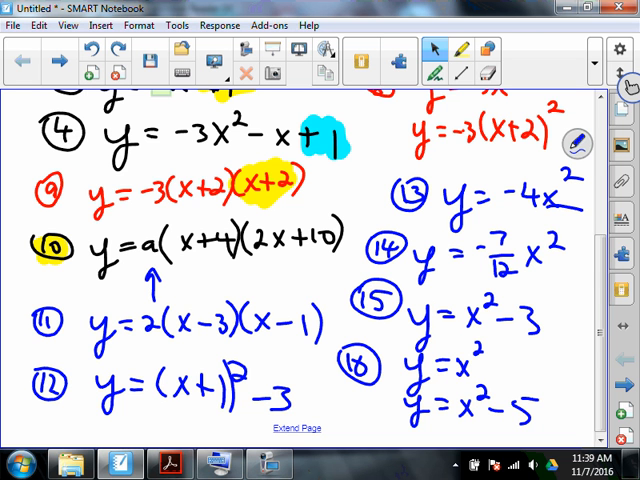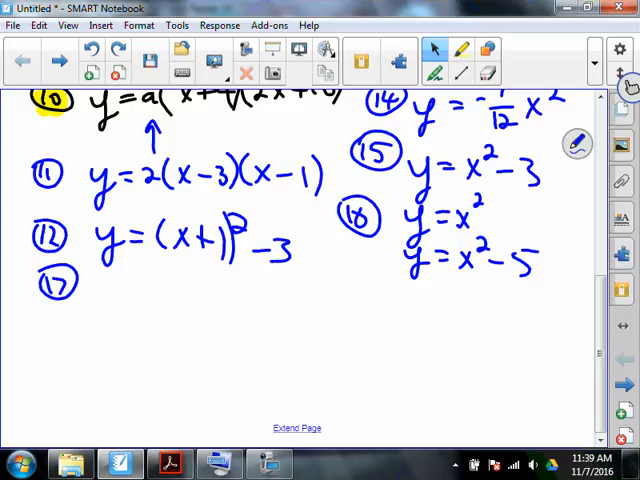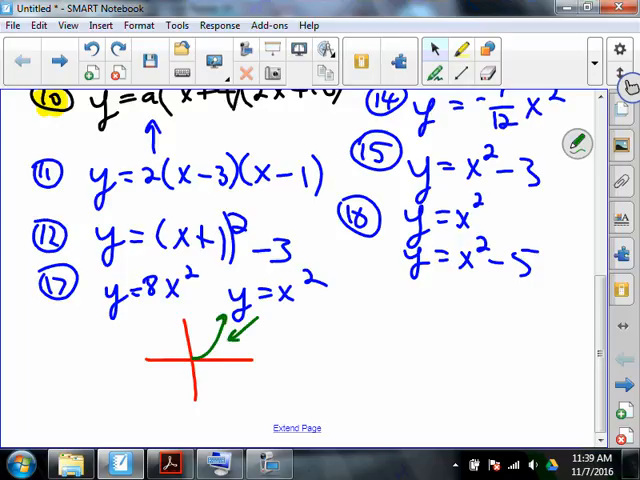Moving right along, number 17. Predict how the graph of y equals 8x squared would compare with the graph of y equals x squared. Is it going to open down? Is it going to open up? Is it going to be narrower? Is it going to be wider? So how do those graphs compare? Well, this one's going to look something like that, and this other one is a stretch by a factor of 8, so it's going to look narrower.